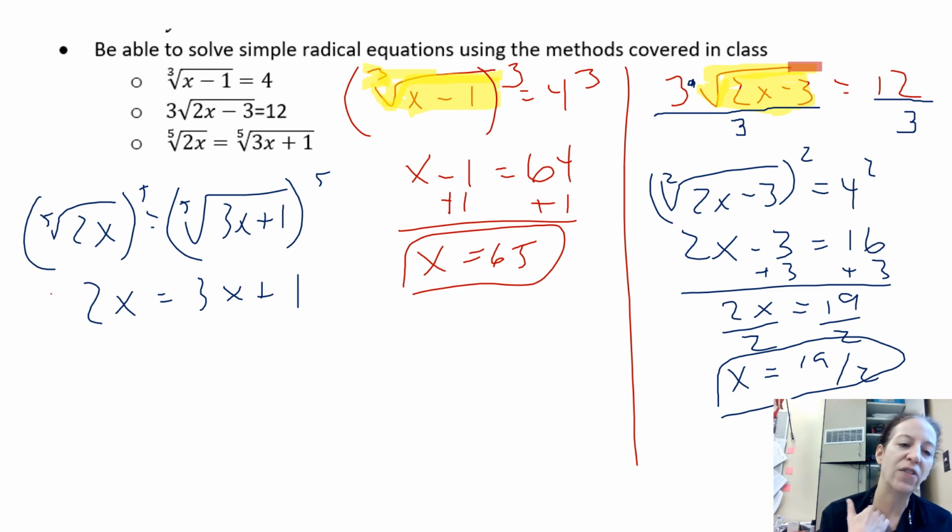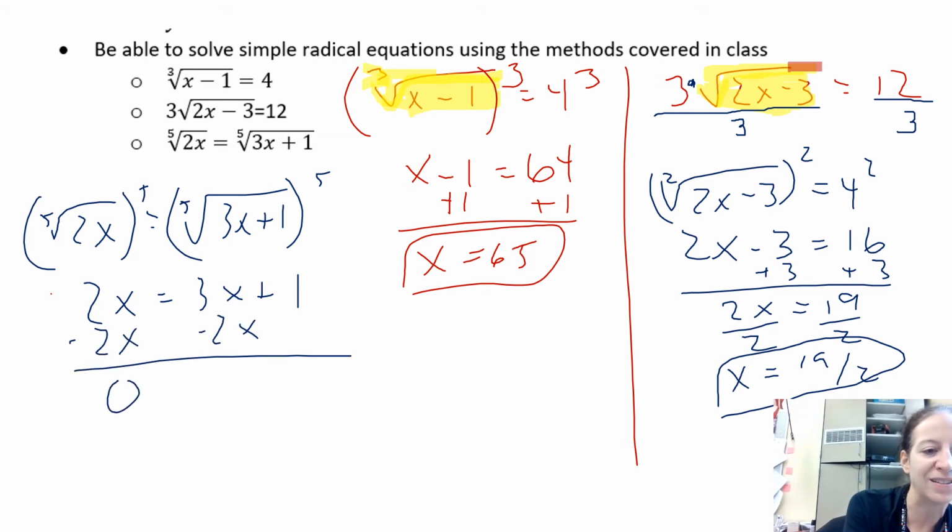Now you can solve this. You can either subtract 2x from both sides or you can subtract 3x from both sides. They're both going to end up being a 2-step process regardless of which way you do it. If you subtract 2x from both sides, 2x minus 2x is 0. And then subtract 1 and you get negative 1 is equal to x, okay?